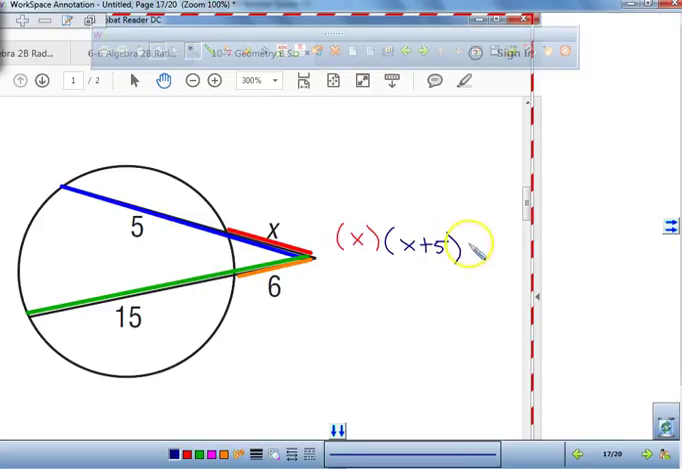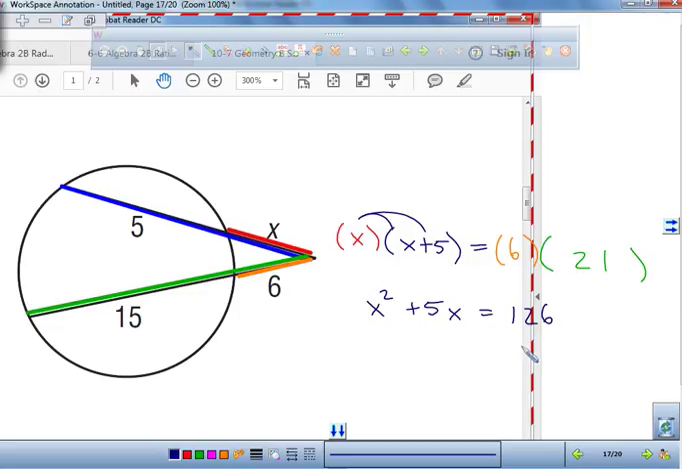All right. What's the part, everybody? 6. Yes. No. Yes. 21. Very good. All right. Why is it 21? Because we have to add the 6 and the 15 together. So we distribute. We get x squared plus 5x equals, what's 6 times 21? 126? Oh, I did it wrong. 126. So what is this quadratic?